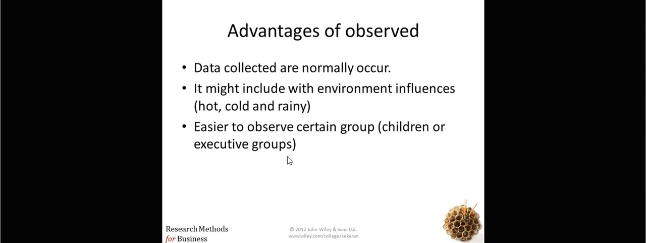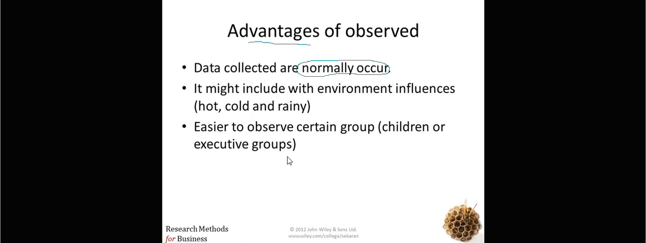Okay, thank you. Now about the observation, what is the advantage? Its advantage is that we collect the data that normally occurs. It happens normally, it happens in reality. So that is our data.